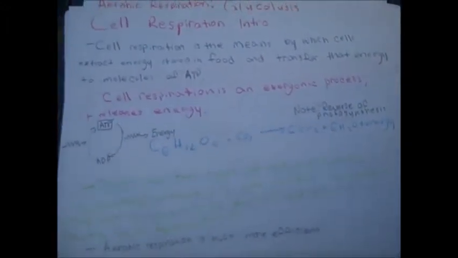There are two types of cell respiration: anaerobic, which does not use air, and aerobic, which does. Anaerobic respiration consists of glycolysis and alcohol or lactic acid fermentation. Aerobic respiration is much more efficient.